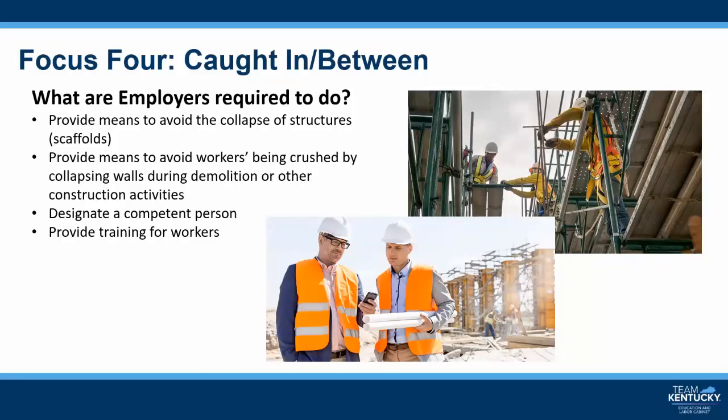More on what employers are required to do to protect workers from caught in or between hazards. Employers are required to provide a means to avoid the collapse of structure scaffolds. They're required to provide means to avoid workers being crushed by collapsing walls during demolition or other construction activities. Employers are required to designate a competent person, and employers are also required to provide training for workers. Measures need to be taken by the employer to avoid the collapse of other structures, such as scaffolds, that could bury workers underneath them. Anytime there is inadequate support, improper construction, or a shift in the components of a scaffold, there is danger of a collapse.